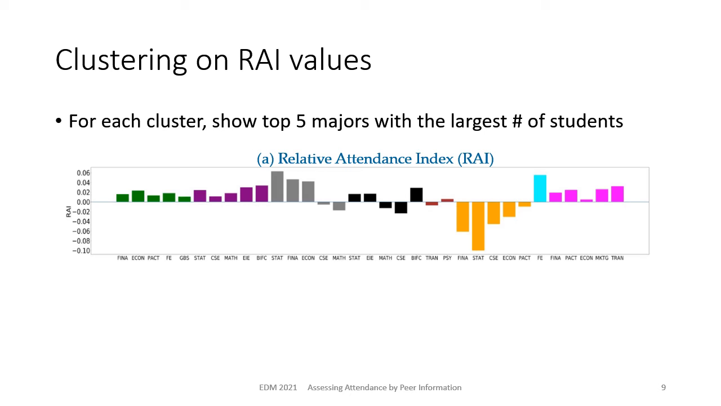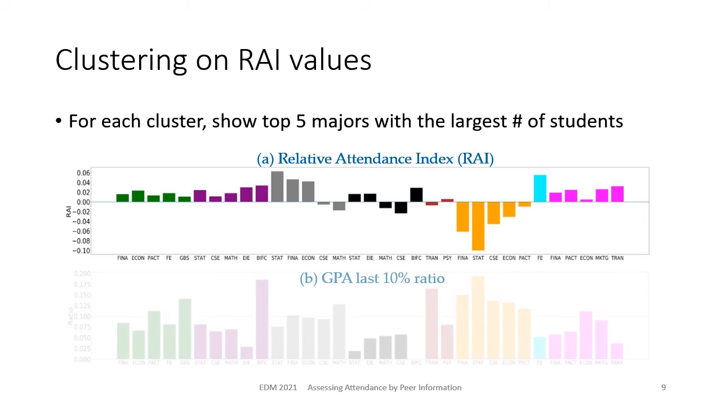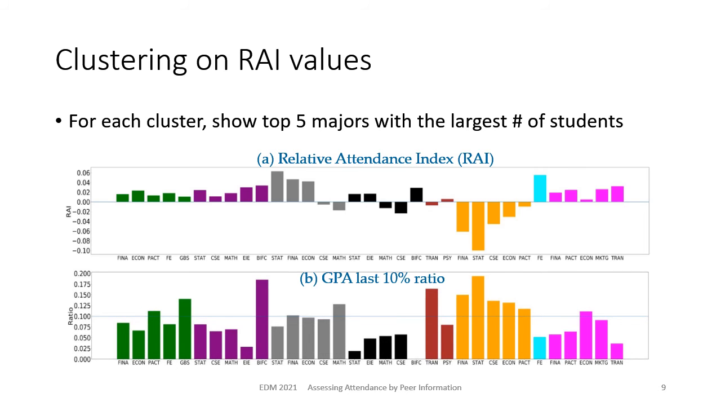This slide shows the RAI clustering result. The clusters are in 8 different colors. For each cluster, we show the top 5 majors with the largest number of students. The figure shows the RAI levels of the 8 clusters and their majors. We can see that the cluster in orange has the worst RAI values. The figure on the bottom shows the corresponding ratio of students' GPA being in the last 10% of their majors. We can see that the orange cluster has the worst last 10% ratio.